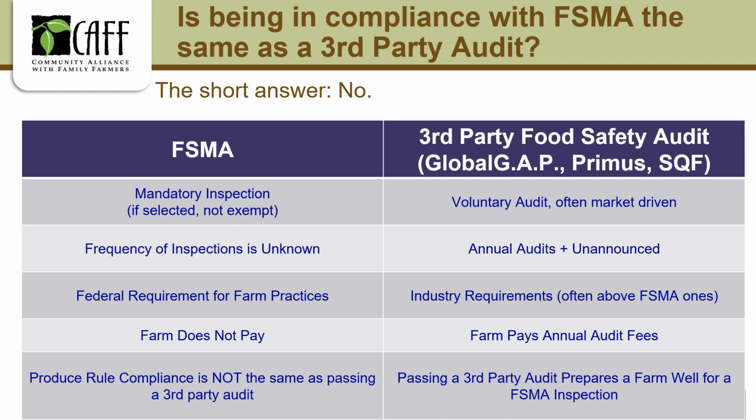And then one last way that they're different is that under FSMA, the produce safety rule compliance is not the same thing as passing a third-party audit. So if your farm was randomly selected for inspection and you passed, you couldn't then use that inspection pass to take the same place of getting a third-party food safety audit.